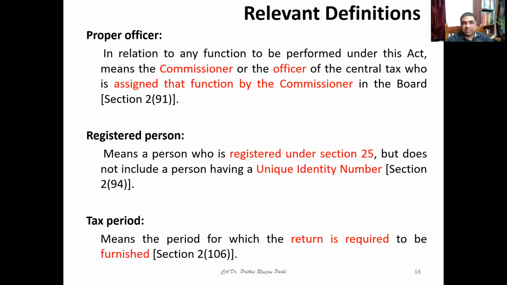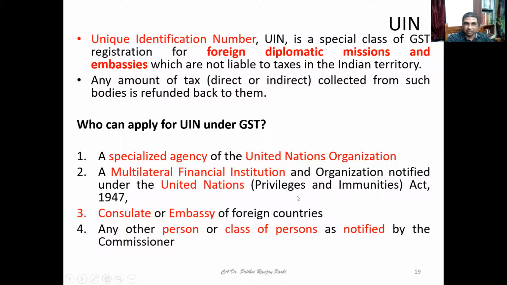Now, next concept is the tax period. Tax period means period for which return is required to be furnished. If it is a monthly return, then tax period is the month. A quarterly return, the tax period may be the quarter. So like this, the tax period means the period for which return is required to be furnished.